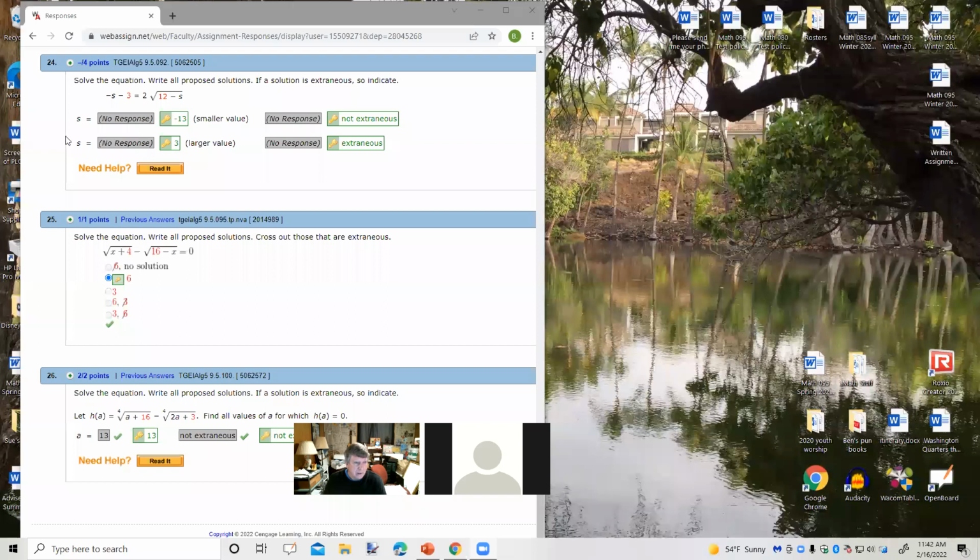All right, so it says to put the smaller value and then the larger value. So negative 13 would be the smaller value. 3 would be the larger value, okay? Negative 13 is not extraneous because it does work. 3 is extraneous because when you plug it back in, it doesn't work. So here are your correct answers in the green and gold key rectangles.